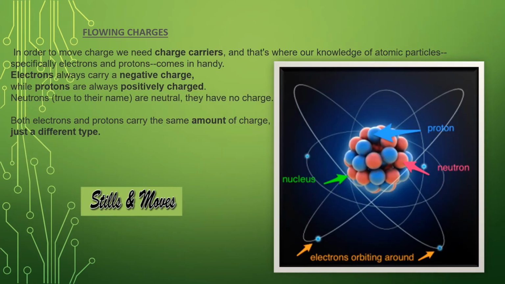In order to move charge we need charge carriers, and that's where our knowledge of atomic particles, specifically electrons and protons, comes in handy. Electrons always carry a negative charge, while protons are always positively charged. Neutrons, true to their name, are neutral, they have no charge. Both electrons and protons carry the same amount of charge, just a different type.